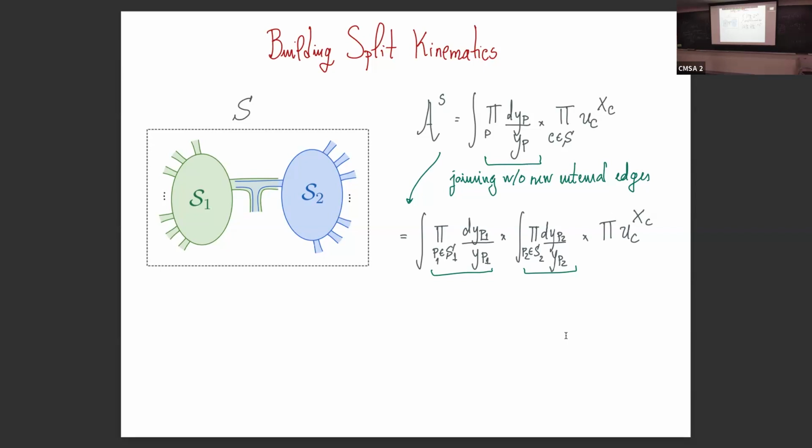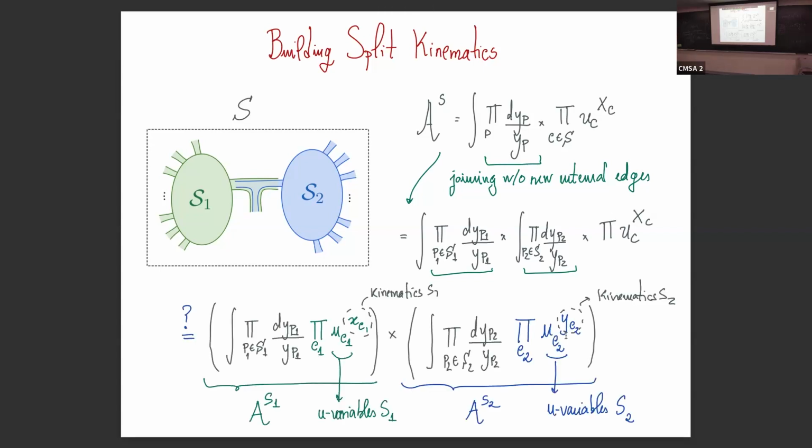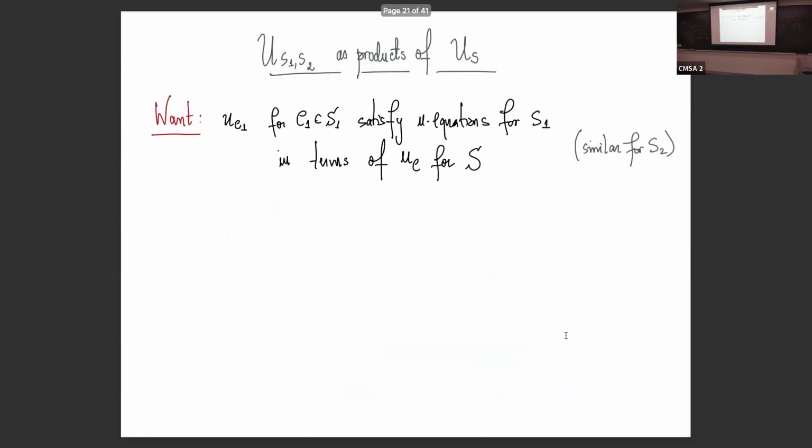So this is the measure automatically factorized. What I want to know is if there's any limit, any kinematics that I can put there so that the Koba-Nielsen factor also factorizes into the lower point surfaces, so that in the end, I get something which can be the product over the u variables of the smaller surface S1 with its respective kinematics, and a similar thing for the subsurface S2. So this is the question that I want to ask.